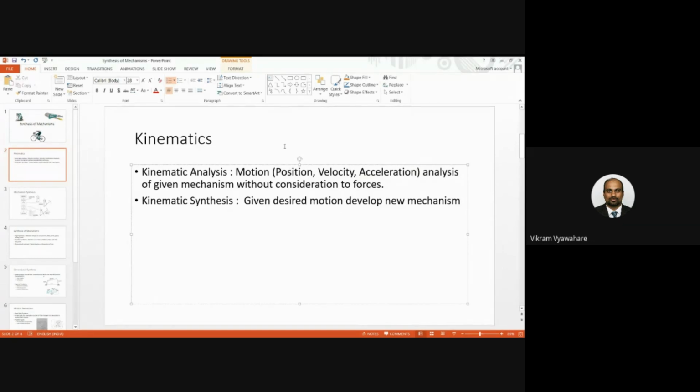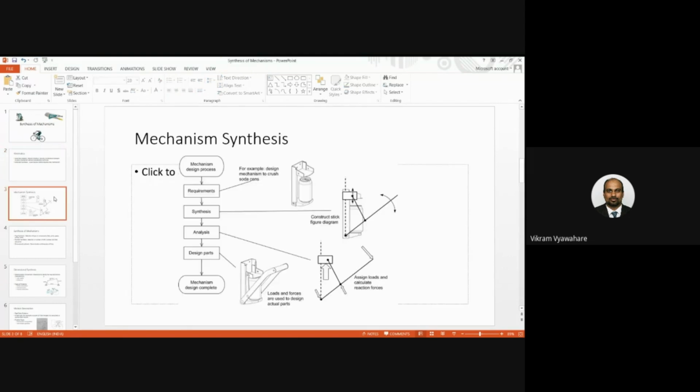Whereas if we are considering forces, then we call it kinetics. In analysis, we have an existing mechanism and we look at its position, velocity, and acceleration. Whereas in synthesis, we are given a motion and we have to develop a new mechanism. Just to give you a simple example, if you are supposed to develop a mechanism for crushing this can, after using the can, if you want to crush it, right? So you have developed a mechanism to crush it.